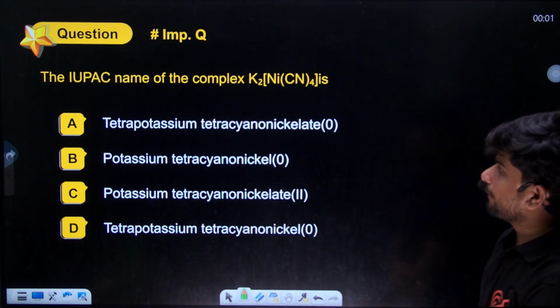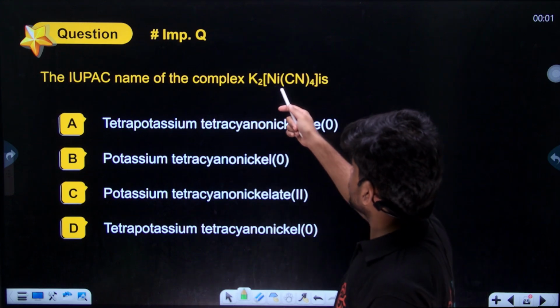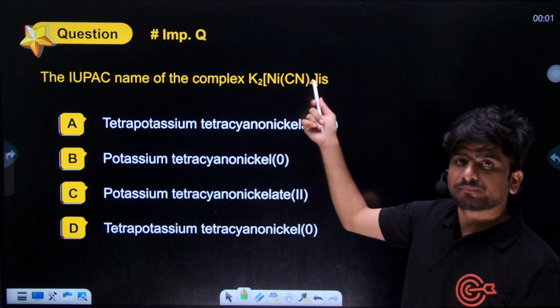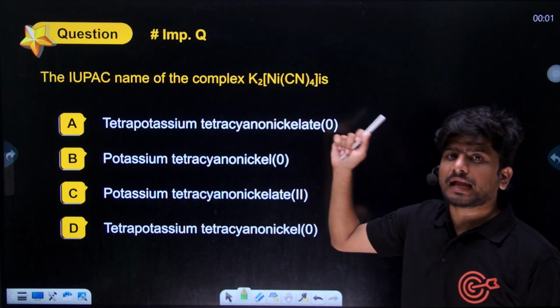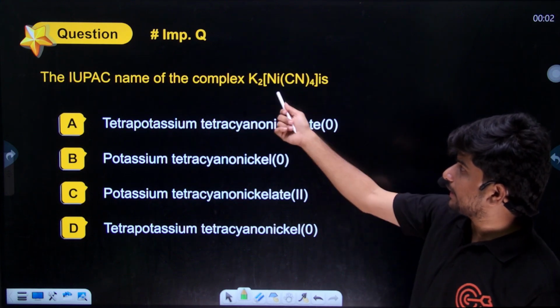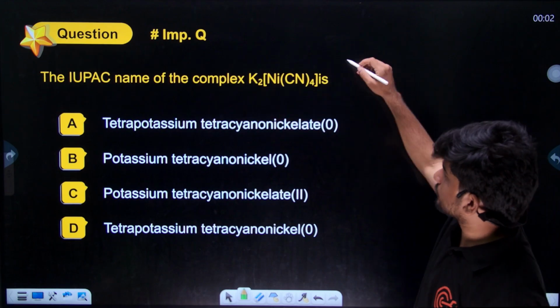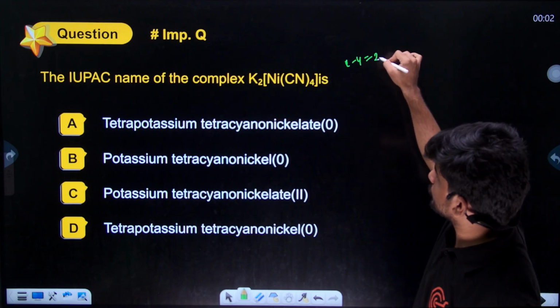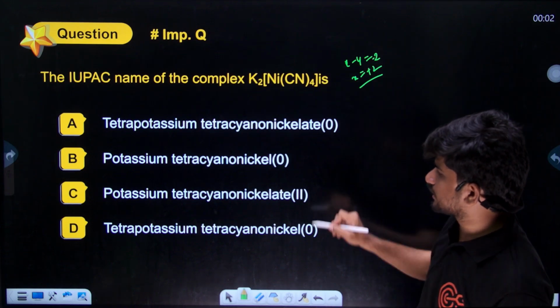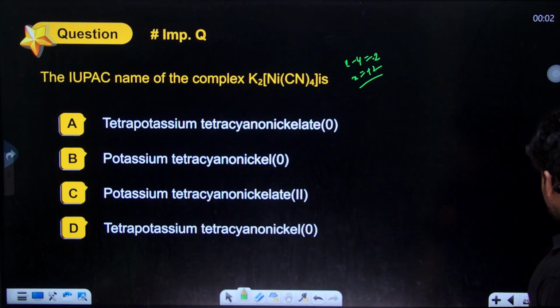Next, the complex potassium nickel cyanide. Cyanide is tetracyano. Nickel is in the anionic part. Anionic part means you will be writing it as nickelate. The sign will be 2, because what is the oxidation state? X minus 4 equal to minus 2. So X is plus 2. So the oxidation state is 2. So C is the answer. Potassium tetracyanonickelate.